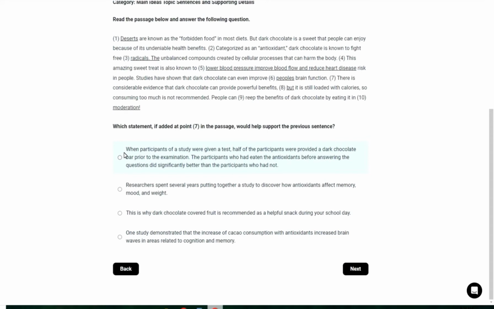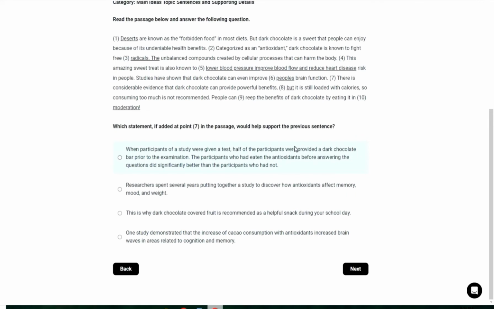All right. This one might be a little bit of a tougher question because it seems like some of them can be descriptive, but not all of them are going to give the best answer, in this case, the right answer. So here we go. When participants of a study were given a test, half of the participants were provided a dark chocolate bar prior to the examination. The participants who had eaten the antioxidants before answering the questions did significantly better than the participants who had not. Okay, great.